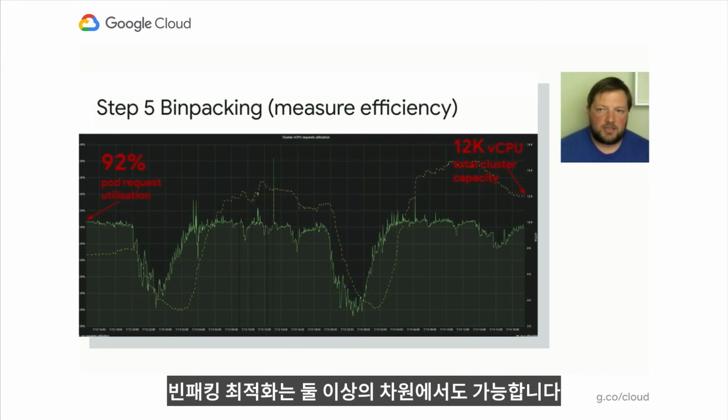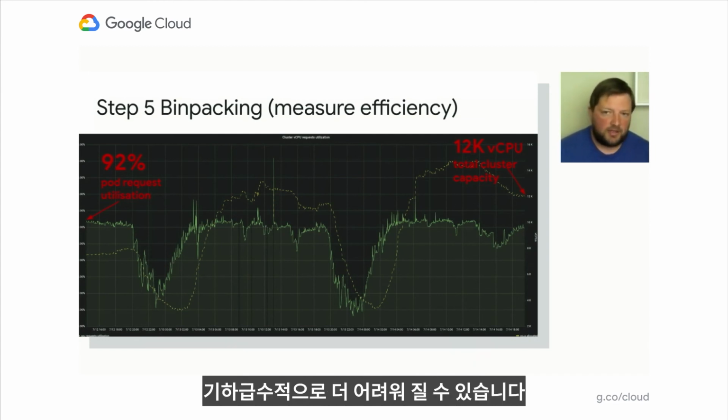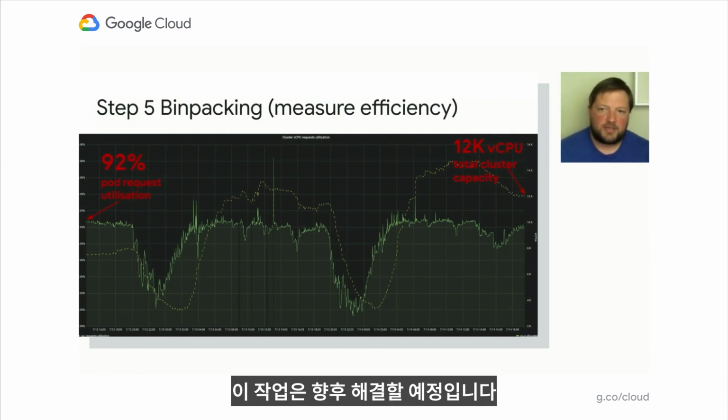Optimization of bin packing in more than one dimension is totally possible, but depending on your workload profile, it may end up exponentially harder to implement with every new dimension that you add. We decided to leave this exercise for the future.